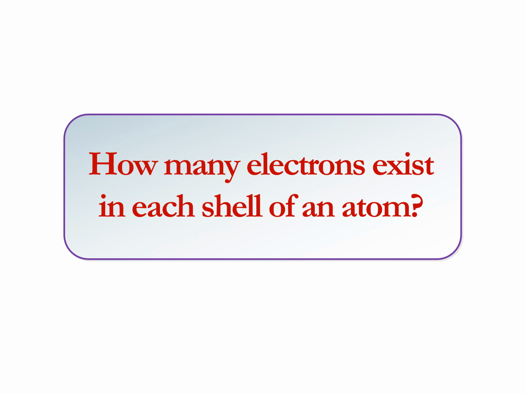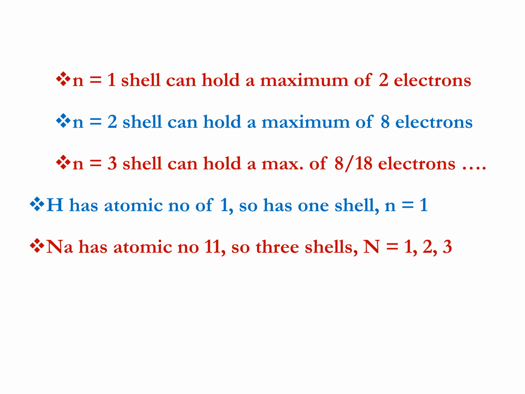We now look at how many electrons exist in each shell of an atom. Right, so the n equal to 1 shell can hold a maximum of 2 electrons. The n equal to 2 shell can hold a maximum of 8 electrons. And n equal to 3 can also hold a maximum of 8 electrons. So for instance, hydrogen. Hydrogen has atomic number 1, so it has only 1 shell, and so it belongs to n equal to 1.